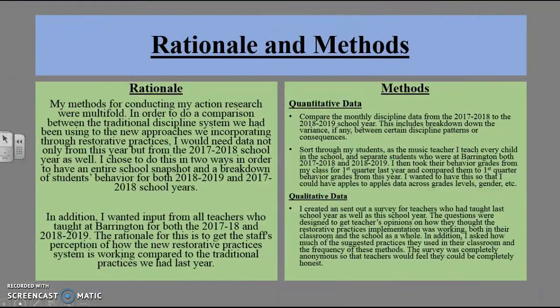So, moving into my project, the rationale for my methods for conducting my research was that I wanted to do a multi-approach. I wanted to have some quantitative, some qualitative. And I knew in order to do that and compare the two different systems, I was going to have to make sure that I had data from last year and this year. I also wanted input from the teachers who had taught both years so that I could get staff's perception on how the new restorative practices system is working compared to last year.